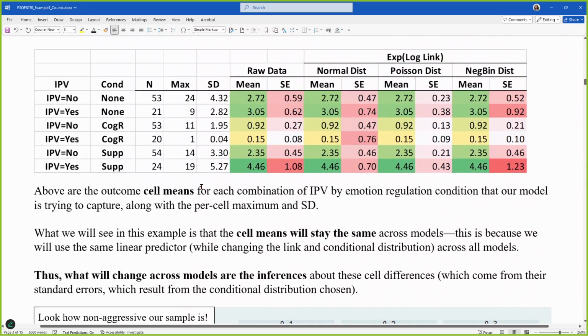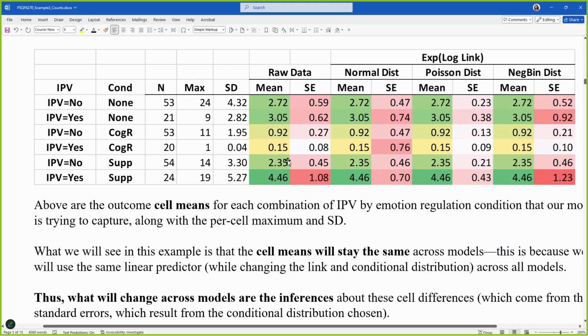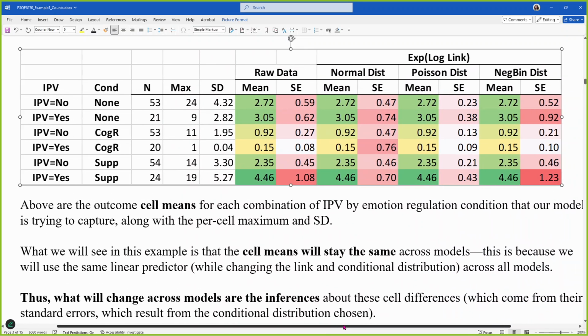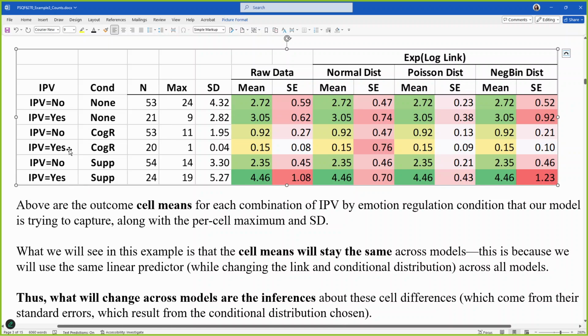Here, I'm going to give away the story. Here's where we're going to end up. So here are my 6 squares. I have different numbers of people in each of the squares because I can randomly assign which condition they're going to see, but I can't randomly assign people to be violent or not. IRB might have a problem with that.